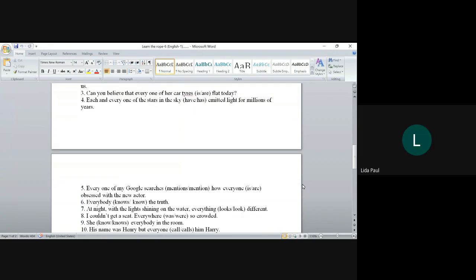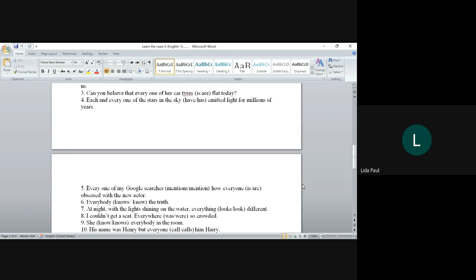Now, fifth one. Every one of my Google searches, same thing. Mention how everyone is or obsessed with the new actor. Every one of my Google searches. What's the answer? Mentions, right? Searches mentions how everyone is obsessed with the new actor. Yes. All of these distributive pronouns, when they take the subject form, are going to take only singular verbs because their nature is so, right? They make individual references to things in a collection. And if the reference is individual, then the subject has to be treated as singular and hence the verb is also singular. That's the logic behind using singular verb forms with all of them.